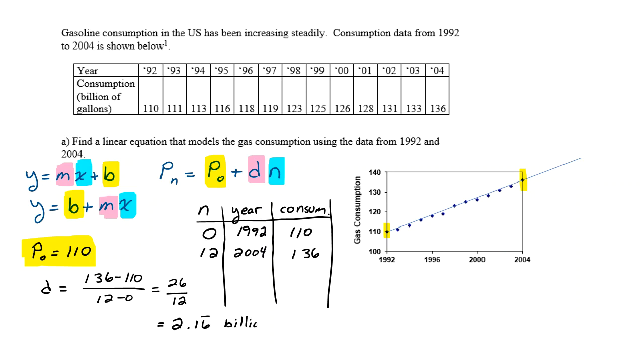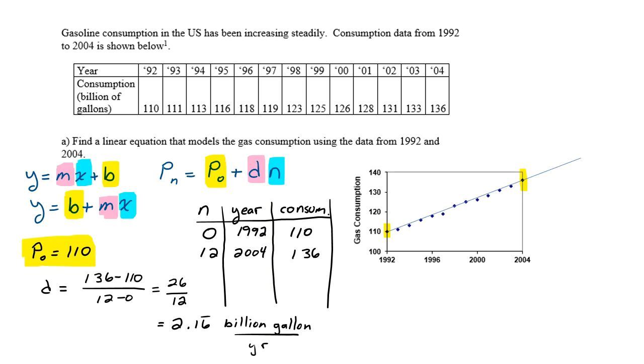Maybe we'll just leave it like that for now. Billions of gallons per year. That's the rate of change in consumption. If we look up here, on average it's maybe going up by about 2. Some years it's 3 and some years it's 1. But this seems like a plausible, reasonable answer for the common difference.